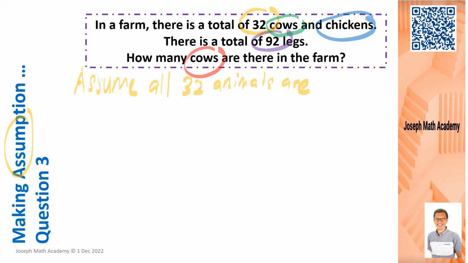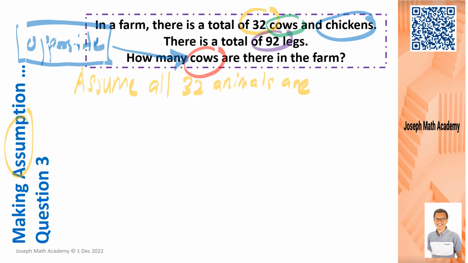All right. Now, since the question is asking us to find the number of cows, it's always highly recommended to do the opposite, to assume the opposite. Yes, we always assume the opposite. So we assume all the 32 animals are chickens. That's our very first statement. Super important, and we have to state it.